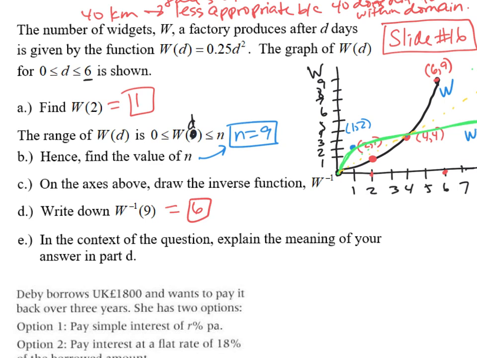So in context of this problem, you could say something as simple as this. It takes 6 days to produce 9 widgets, okay? Now, if that were switched, w, the original function, w of 9 would be after 9 days, 6 widgets are produced. Yeah, so that would switch. Remember the domain and the range of a function and its inverse switch places. Okay, so now we have one more slide to do. Let's get to it.